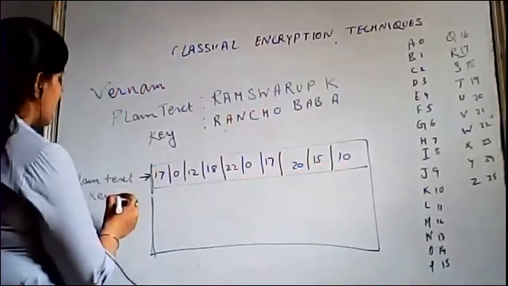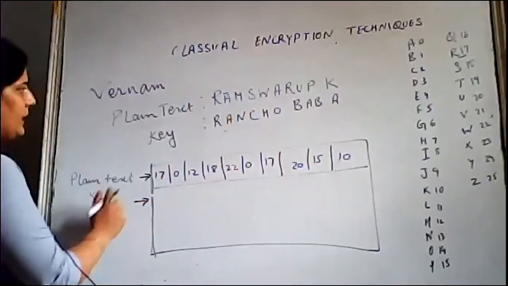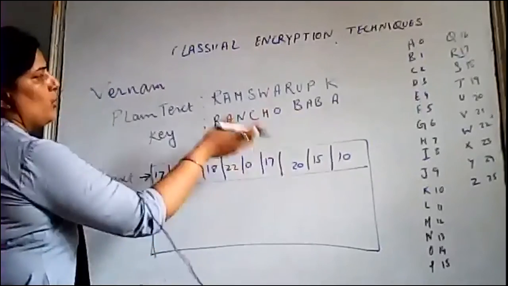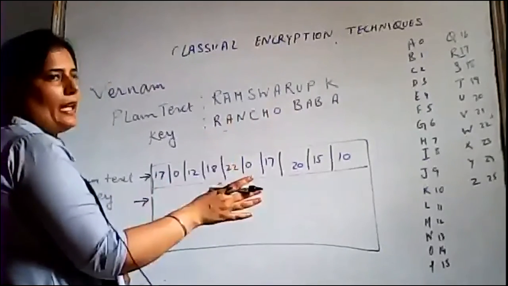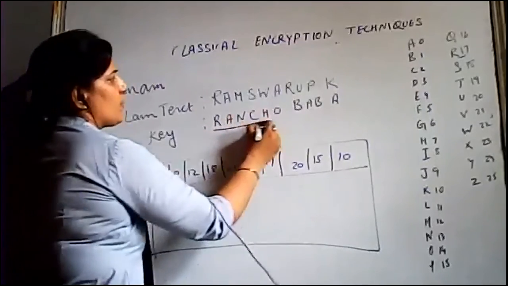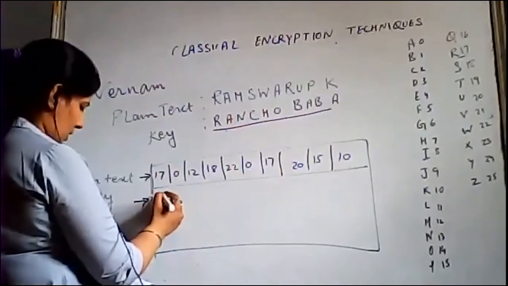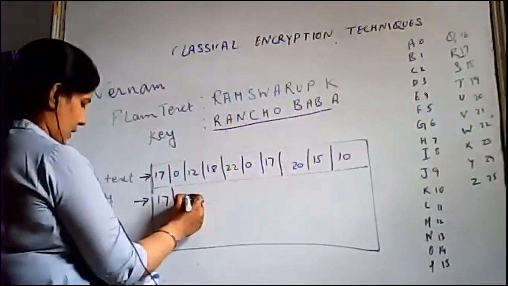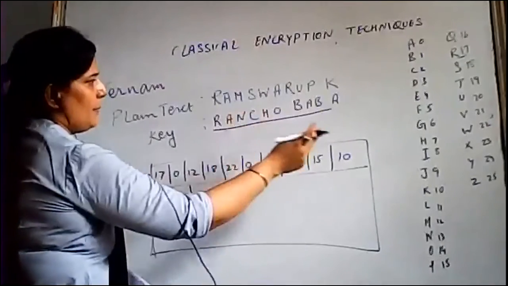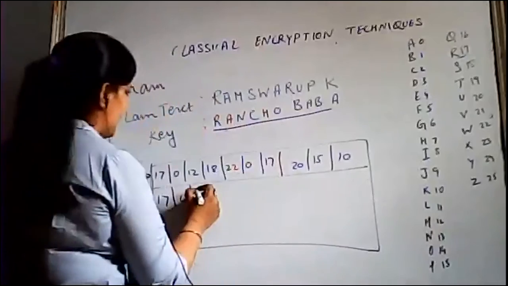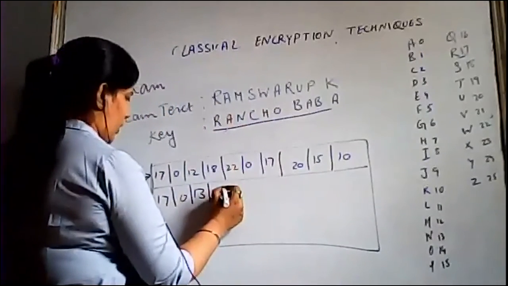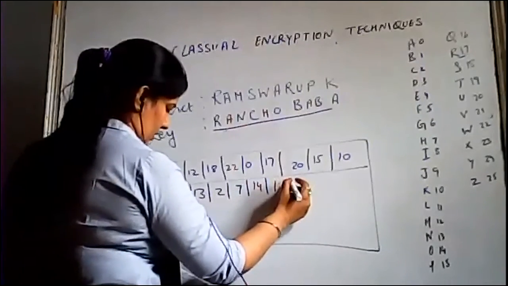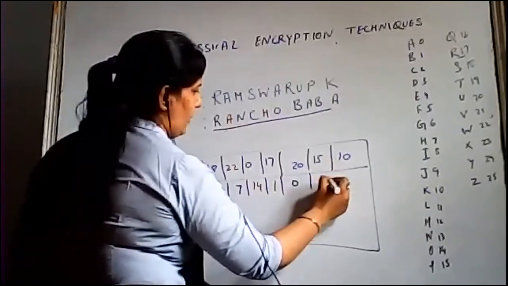Now the next thing is the key that is given to me, that is Rancho Baba. How can you use it? Again, you have to give the corresponding number to each alphabet using this key. For R I have 17, for A that is 0, for N I have 13. Similarly 13, 2, 7, 14, 1, 0, 1, 0 will be there.